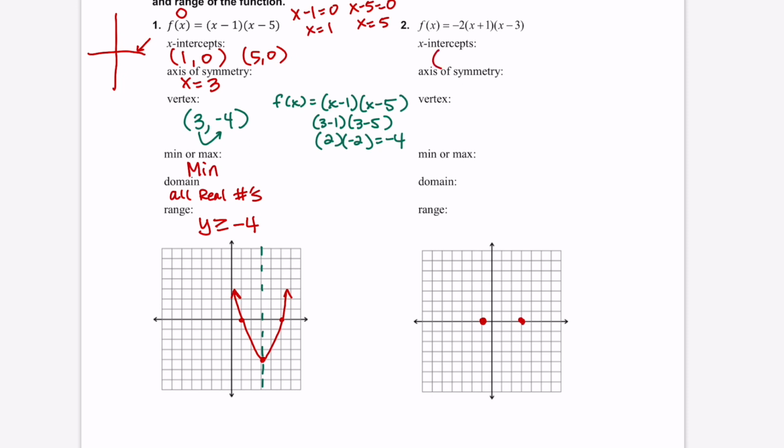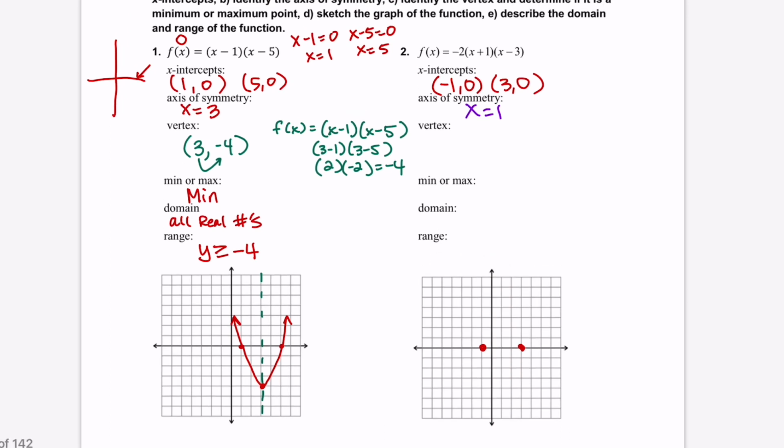If we wrote them as points, we would have negative 1, 0, and 3, 0. You can look at it and find where it is right in between for the axis of symmetry. That would be at x equals 1. Or you can take our x values, negative 1 plus 3, add them together, and then divide by how many you have. You have 2. That would equal 2 divided by 2, which equals 1. So you get 1 either way you do it.